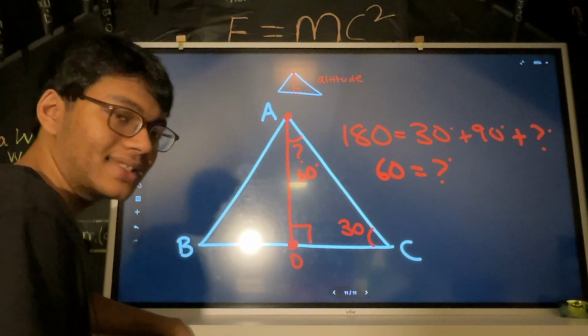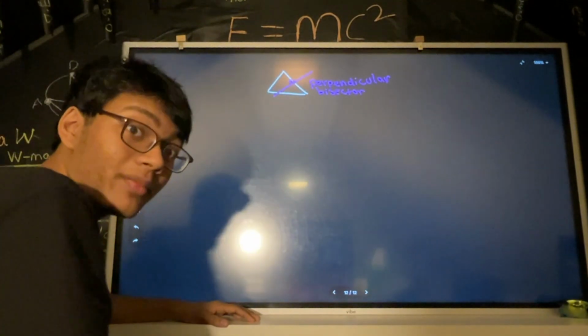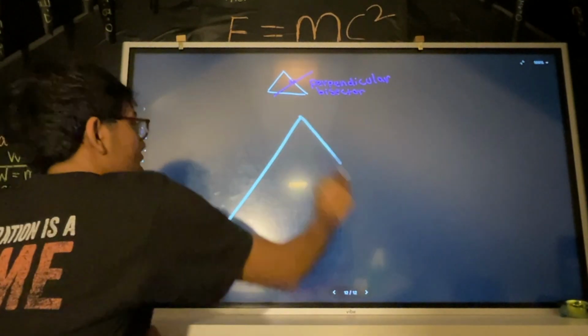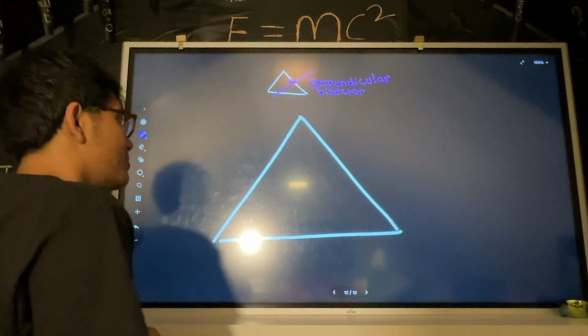Let's check out the next line segment. So the perpendicular bisector can be pretty confusing. So let's check out an example. Let's say I have a triangle right here, and let's say I have some sides to this triangle.